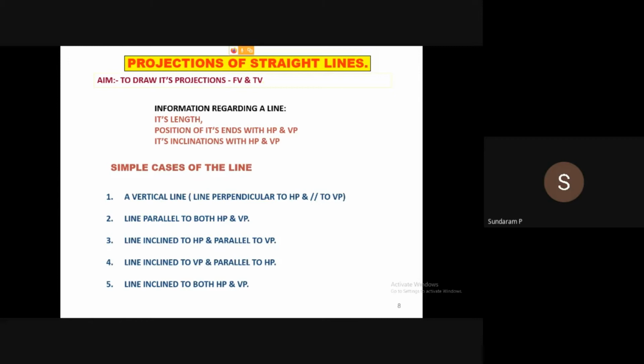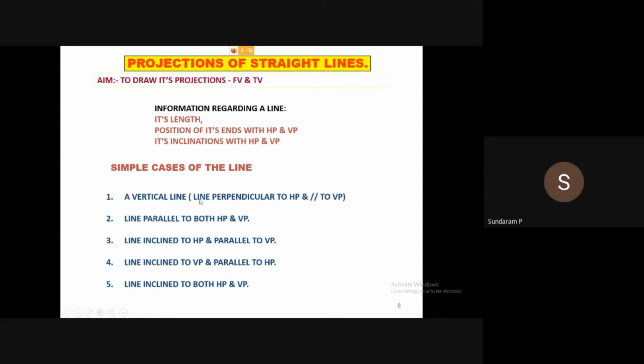Yeah, the line is assumed to be placed in the first quadrant. Okay. So based on the orientation of the line, we may consider six conditions. The first is a vertical line, or we can say a line perpendicular to the horizontal plane or vertical plane.